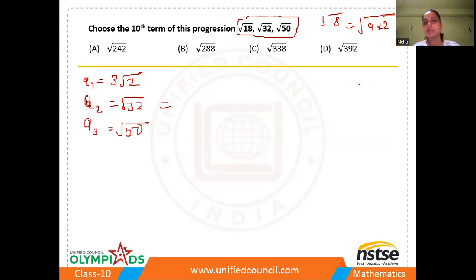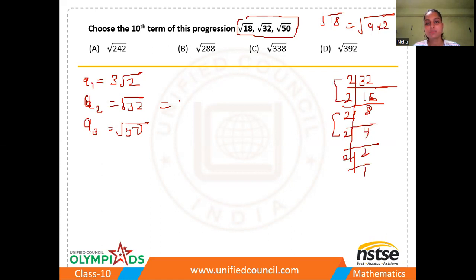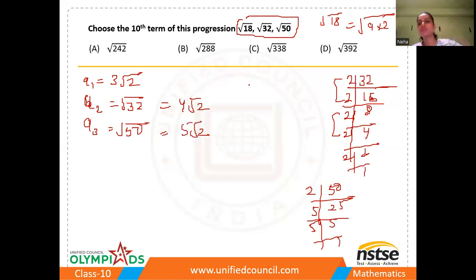Okay, so 32, let me factorize this. This is 2 and 16, and this is again 2 and 8, again 2 and 4, again 2, 2, and 1. So how many pairs? 2 pairs are there, so I can write 4 root 2 here. And 50, what can I write? 50 is 2 and 25, and then 5, 5, and then 1. So this I can write as 5 root 2. So this is 3 root 2, 4 root 2, 5 root 2.